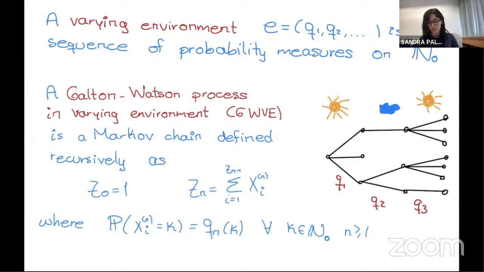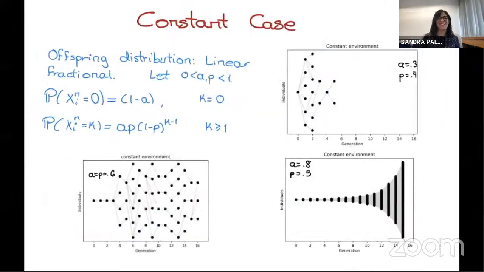In my picture, I start with one individual, and this one gives birth according to Q1. In this case, it gives birth to 3 children, and then each of them in generation 1 will give birth according to Q2. So in this case, the first one has 1 child, the second one doesn't have any, and the third one has 2 children. And we continue in this way.